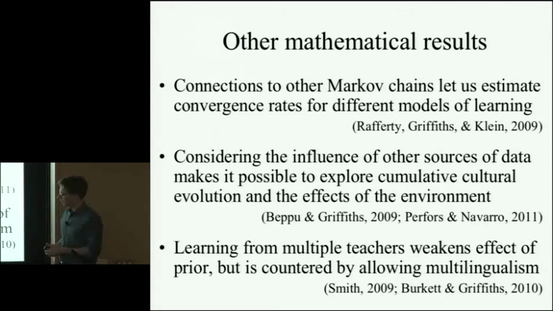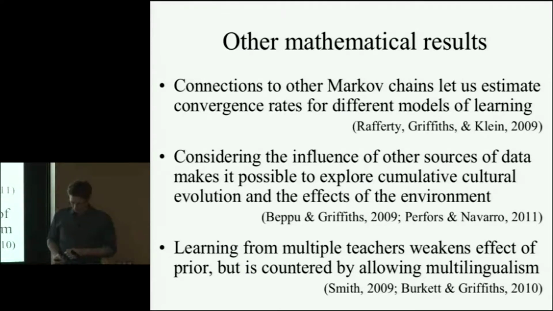So there's another line of work that has looked at what happens when we relax this simple transmission chain assumption and allow learners to learn from multiple teachers. It turns out that basically that produces a tendency to move towards the most prevalent language in the population. Kenny Smith has some nice results demonstrating that. But we're also able to show that if learners are allowed to learn multiple languages, then that effect is dissipated. And there was some nice work presented at this conference which built on a lot of these results as well.